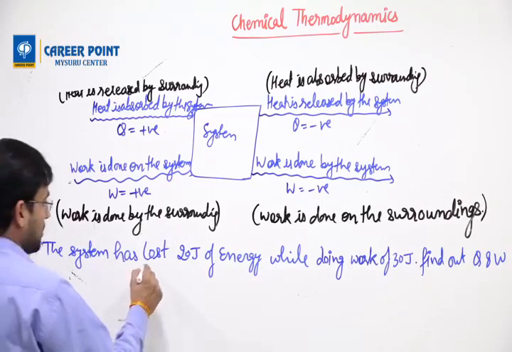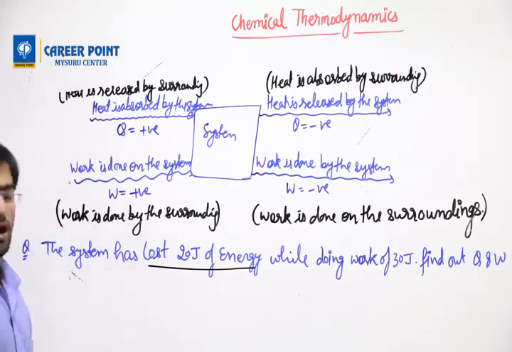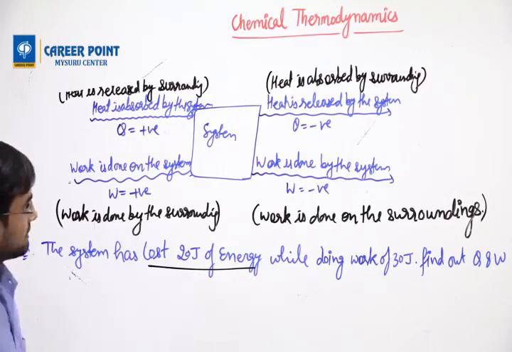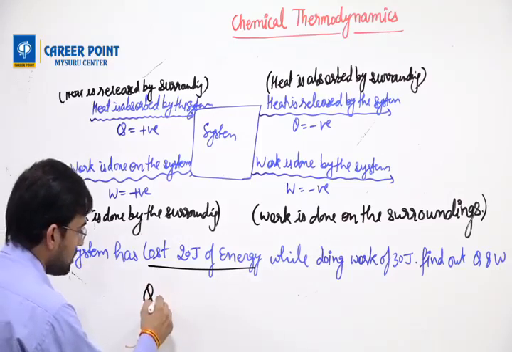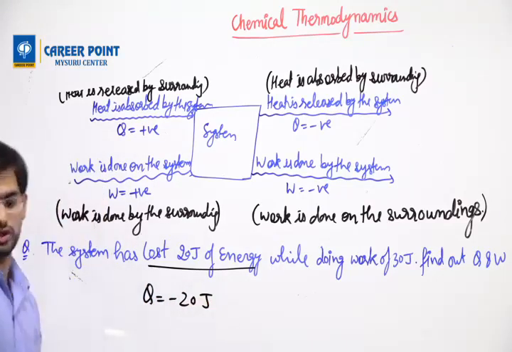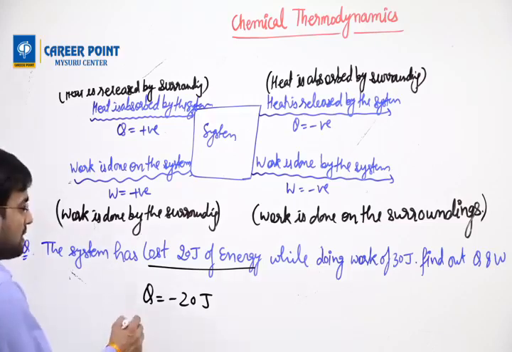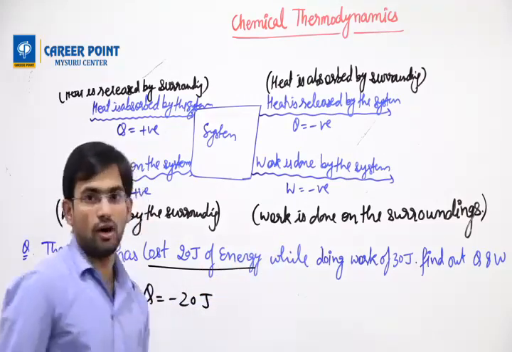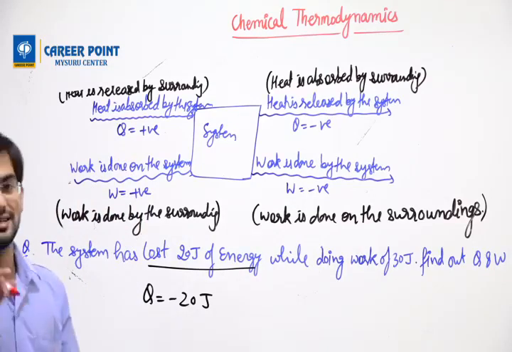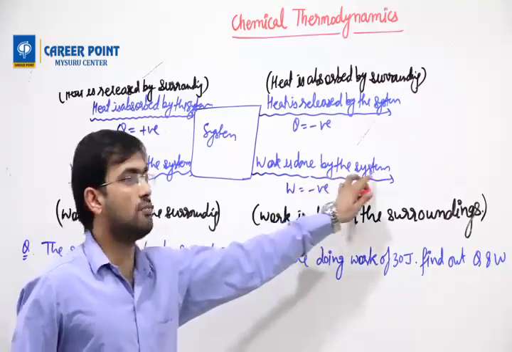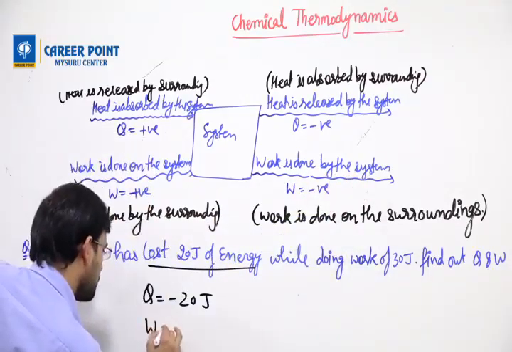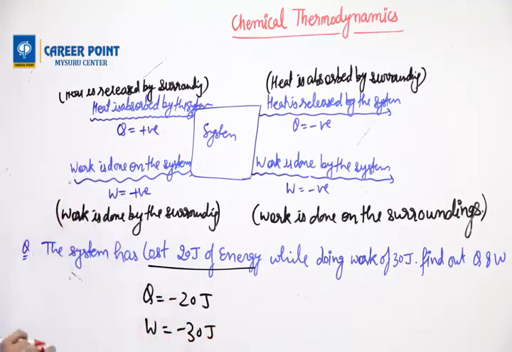So this line is lost 20 joules of energy. The system is losing energy. It means heat is released by the system. So Q equals minus 20 joules. Yes, many people are writing correctly now. While doing work of 30 joules. So who is doing work? System. So work is done by the system. So W equals minus 30 joules. Both are negative. Understood?